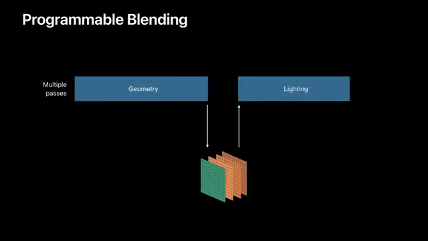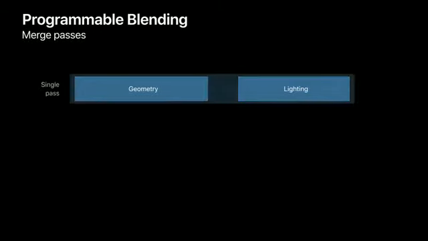Using a technique called programmable blending in Metal, we can get rid of this intermediate load and store into device memory by leveraging the tiled architecture of iOS devices. So how do we take advantage of this technique? Well, to enable programmable blending, we merge the geometry and the lighting pass and create a single render encoder for both geometry and light draws.